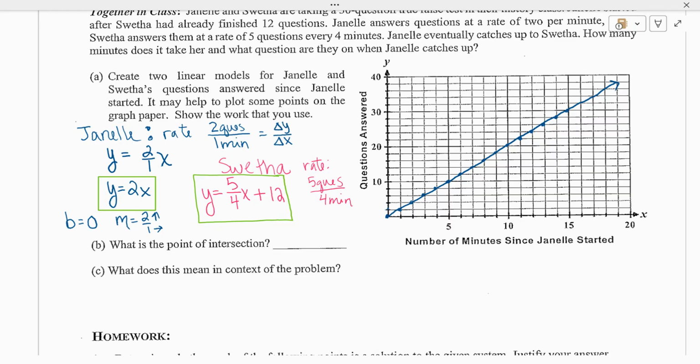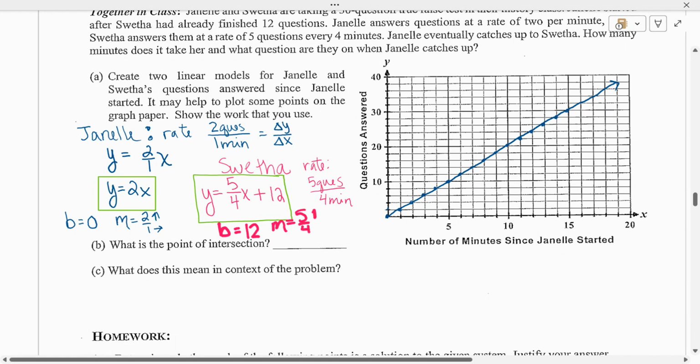So she begins where? What is her y-intercept? It's at 12. And her slope, 5 over 4. That means I go up and to the right. So I'm going to begin at 12, which is right here because the y-axis is being counted by 2s, remember? Okay, we're counting by 2s. So if I go up 5, I'm going up 2, 4.